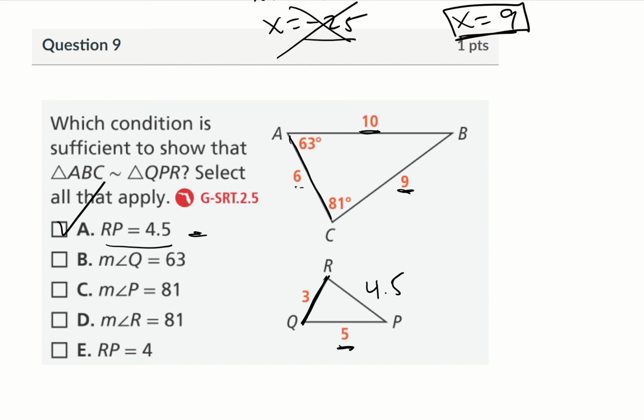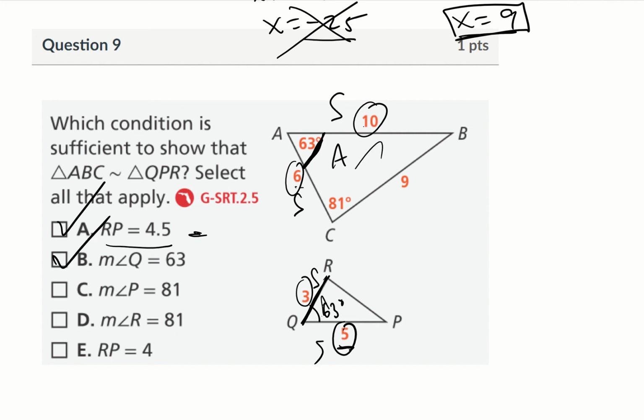The next one is that angle Q is 63. So they're saying that this is 63. Are we going to need that? Well, if we had that, let me erase the 4.5 now and just start fresh. So then if we have that, well, okay, then that means that we have this angle is congruent to that angle, which is good. And then we have that 10 corresponds to 5. So 10 divided by 5 is 2. And then 6 corresponds to 3. 6 divided by 3 is 2. And so we have side, angle, side, side, angle, side. So we can show that they're similar by side, angle, side. So that's true.